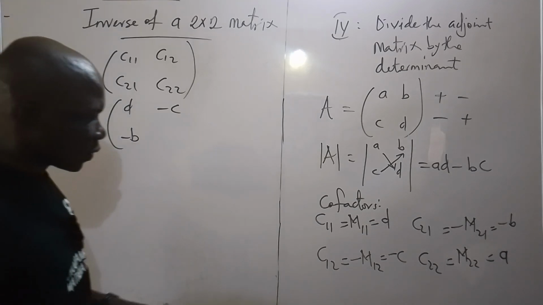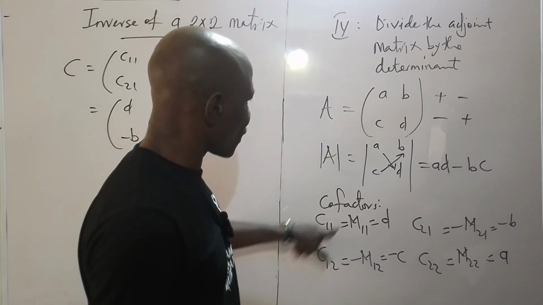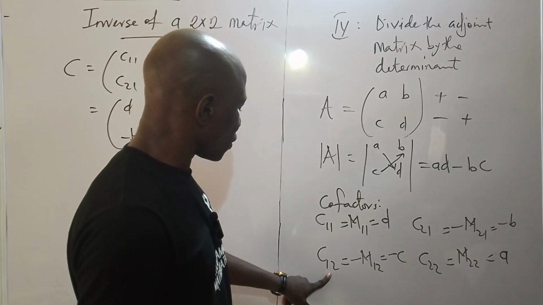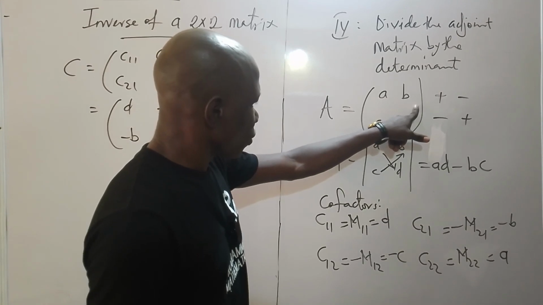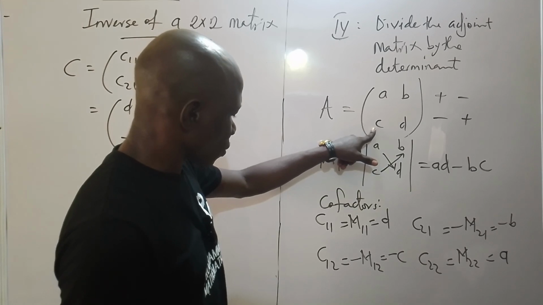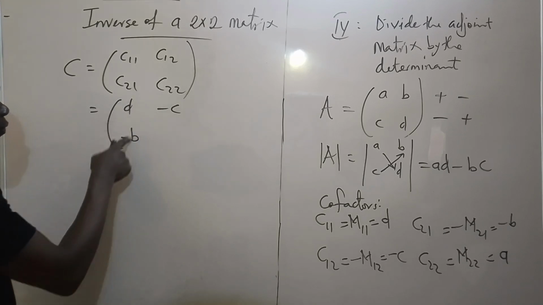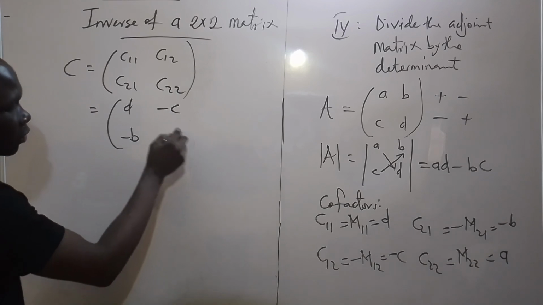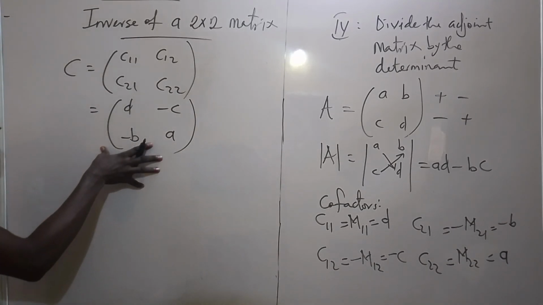Okay, let's go back to this and check properly here. C11 is first row, first column, D. C12, first row, second column, that is C, okay, that's C here. All right, so in this case here, minus B, minus C, then C22, that is A, so we have A here. All right, so this is the matrix of the cofactors.